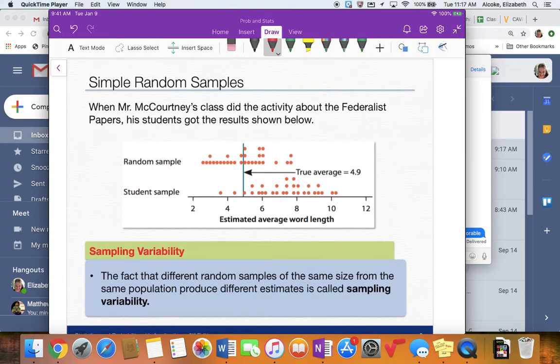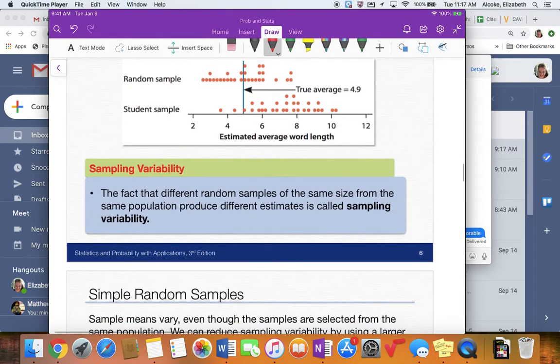There was an activity about Federalist Papers and choosing words. This shows similarly to the Beyonce. The first graph shows the random sample using a generator. The second one shows the student sample, which had a much higher cluster in terms of the mean value.